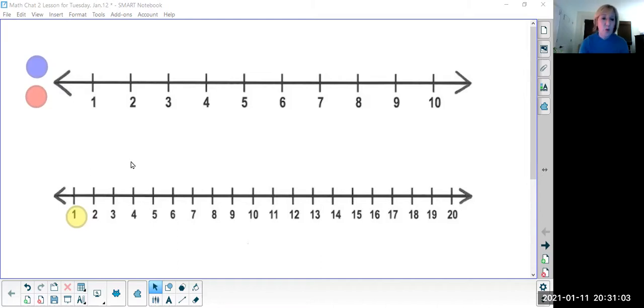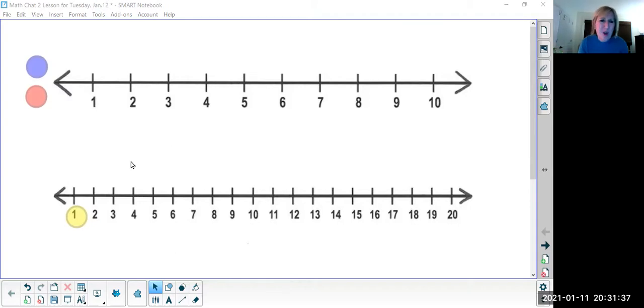So the equation that I'm going to write is going to look like this. It's going to be 4, because that's my first part, plus 1, 2, 3, 4, 5, 6. 6 equals, what's the answer? 10. There's my equation.